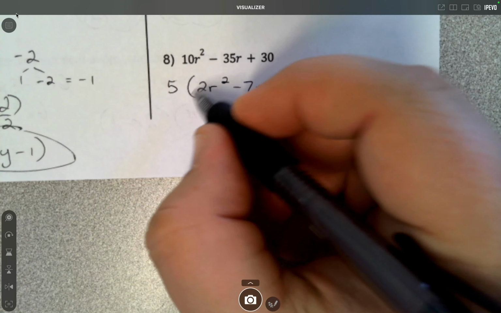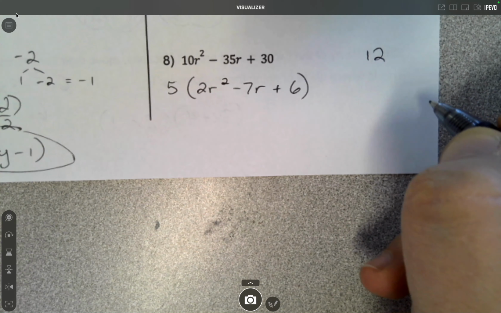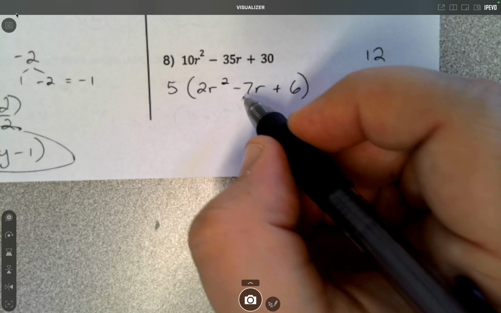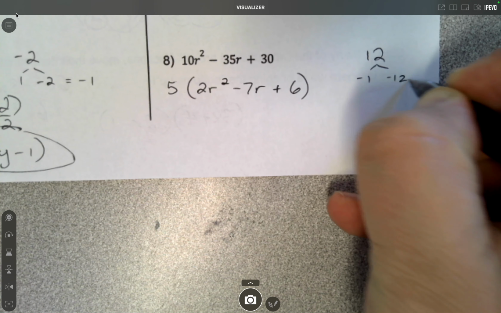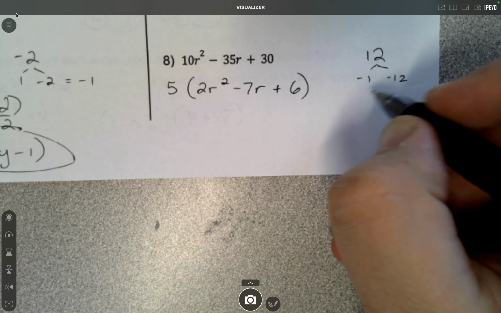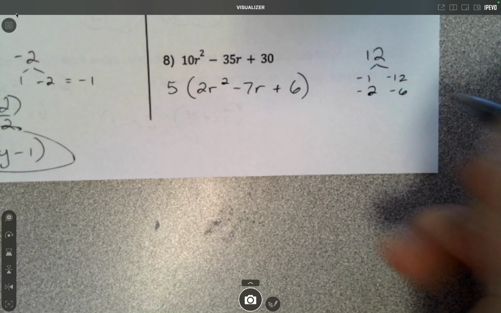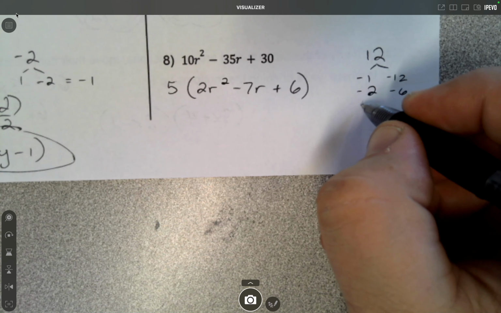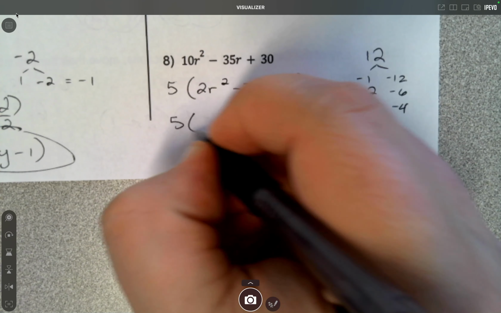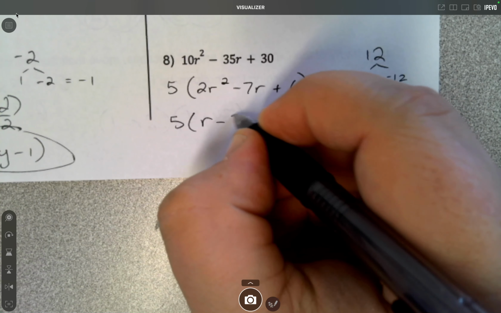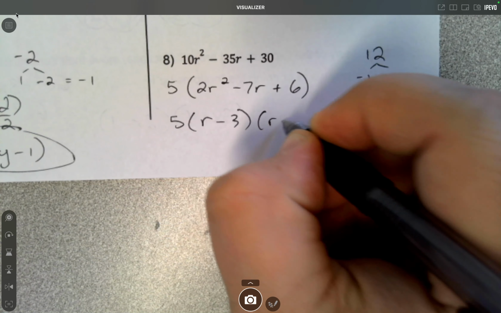Now, we do 2 times 6 is 12. It's positive 12, but they add up to a negative number, so we need them to both be negative. So -1, -12, that adds up to -13. -2 and -6 adds up to -8. -3 and -4, and there it is. So we have r minus 3 and r minus 4.